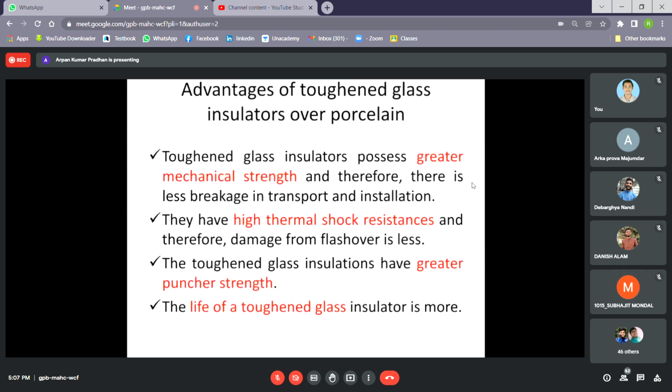High thermal shock resistance means that if your temperature increases, what happens? As I mentioned, when current flows through the surface of the insulators, the temperature across the insulator surface increases, and that may reduce the resistance through the surface of the insulators. So the enhancement of temperature can reduce the surface resistance, and that resistance is known as the thermal shock resistance. Is that okay? Yes, sir.